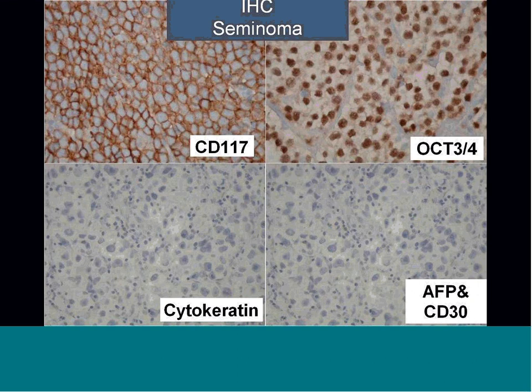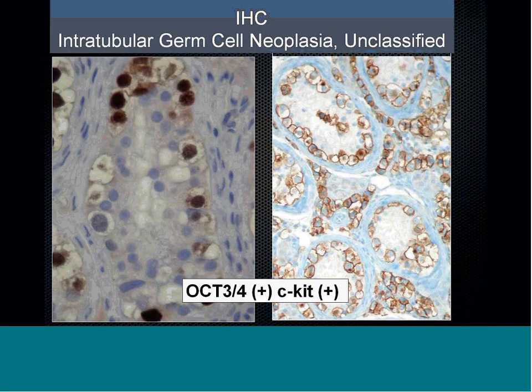How is the immunohistochemistry of seminoma? Cells are nicely decorated in a membranous fashion with c-KIT. OCT3/4 shows nice nuclear positivity in seminoma. Cytokeratin is important because it's negative compared to the other ones. Alpha-fetoprotein and CD30 are also negative in seminoma. Again, the morphological similarity of intratubular germ cell neoplasia is the same as seminoma, and so is the immunohistochemical profile.